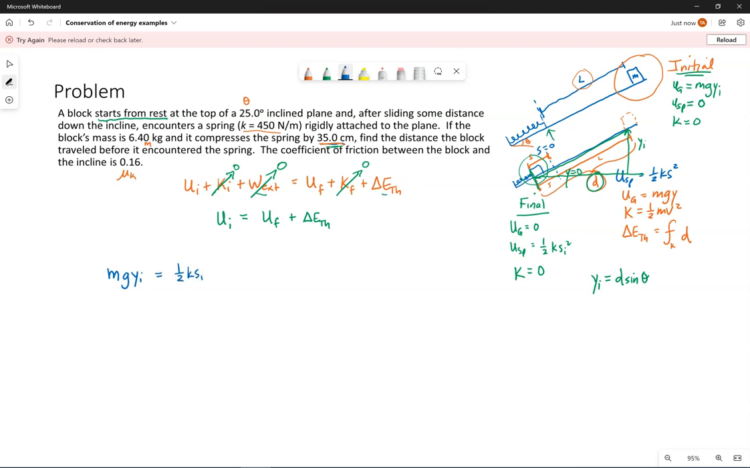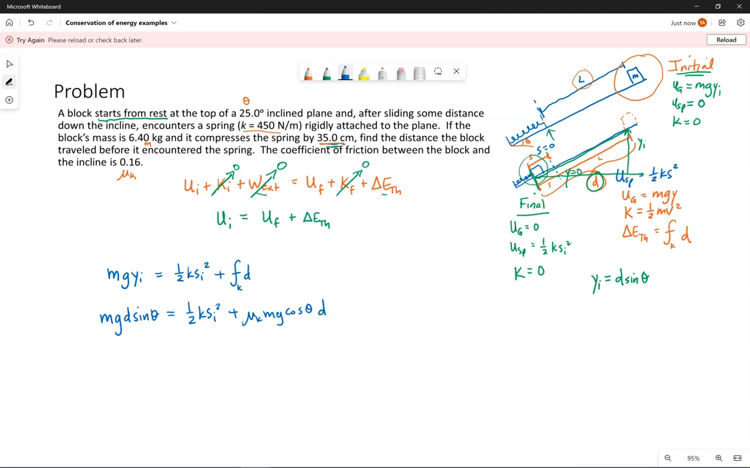Finally, it's potential energy because the spring is compressed, and thermal energy because the box, while sliding down the incline, friction was acting on it the whole time. And so those surfaces become a little bit warmer. Making some substitutions. For example, y initial being d sine theta, where theta is the angle of the incline, the 25 degrees. Friction force, coefficient of friction, mg cosine theta.